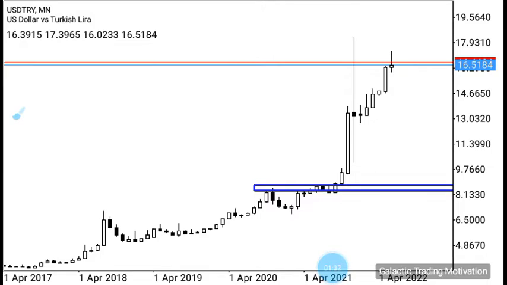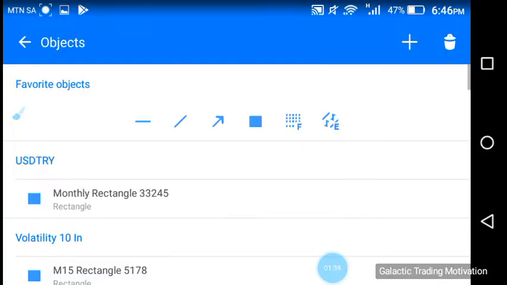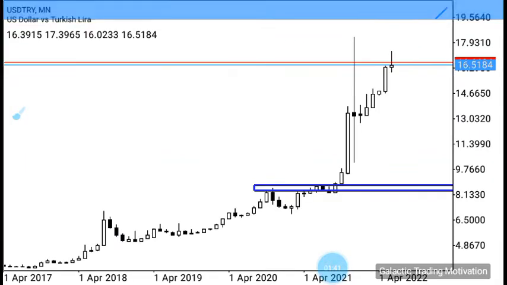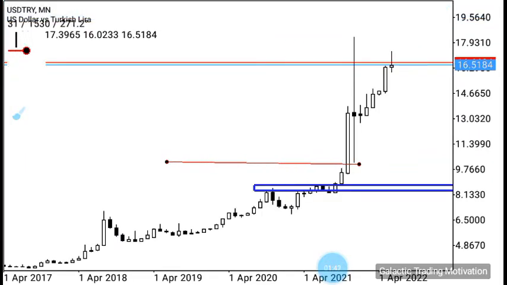And then I'm also going to add a line to the bottom of that long bearish candle. Just bear with me. Here we go. This is just to mark where the liquidity is on that long bearish candle that I spoke about.